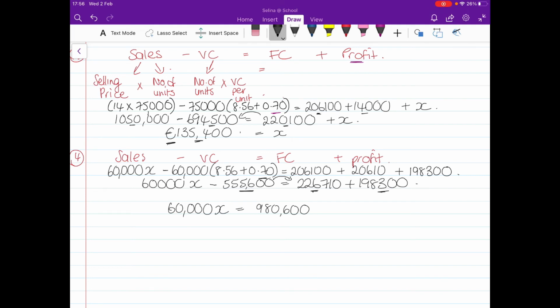So then to figure out what 1X is, divide both sides by 60,000. So it's leaving me with 1X is equal to 980,600. Sorry, that should be 610. Apologies there. That works out at X is equal to €16.34 per unit. So they have to sell each unit for €16.34 for their profit to remain the same, but their fixed costs are increasing. So that's your answer for that one.